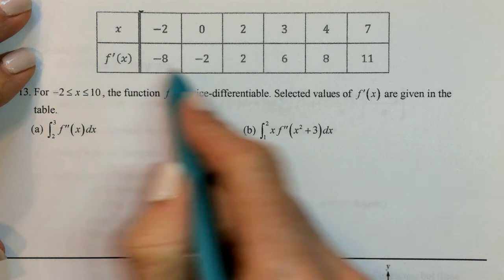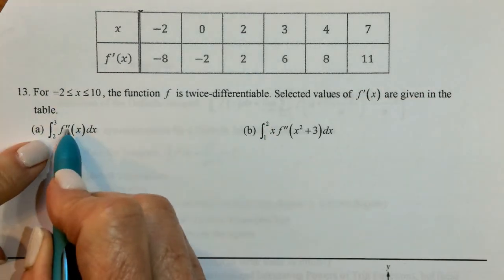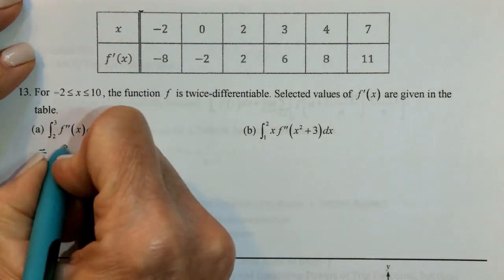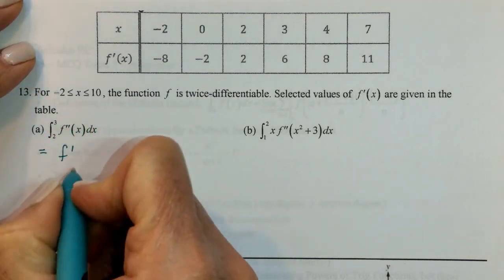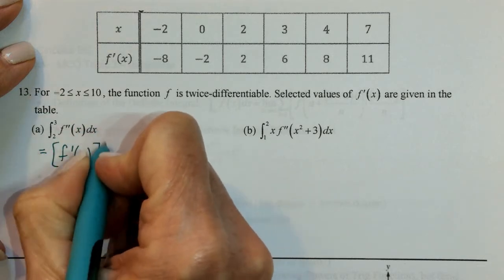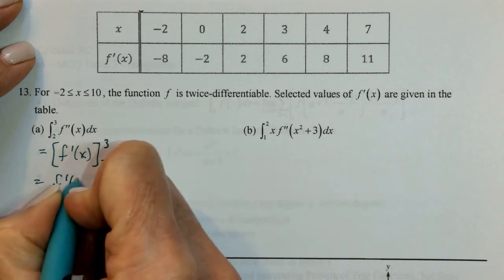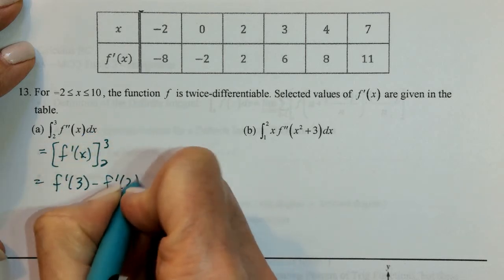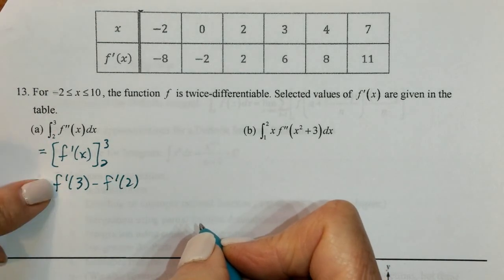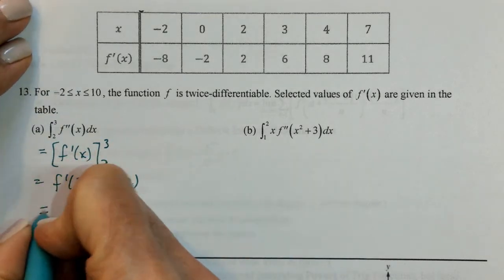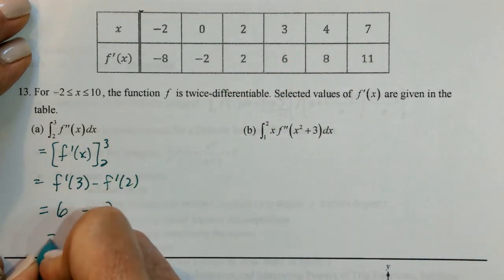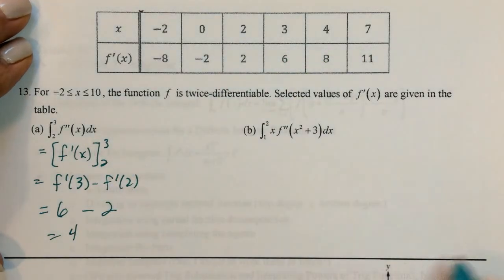We have a table with f prime in it, and then I have this integral of f double prime. Well, the integral of f double prime is f prime. We always go down a derivative degree. So this would be f prime of x evaluated from 2 to 3. So this will be f prime of 3 minus f prime of 2. Another way to do that is to skip straight to that because this is the fundamental theorem of calculus. F prime of 3 we get from our table. F prime of 2 we get from our table. So we get 4 and we're done.